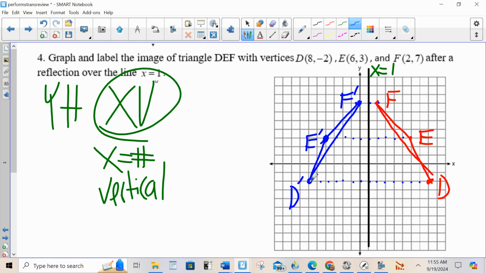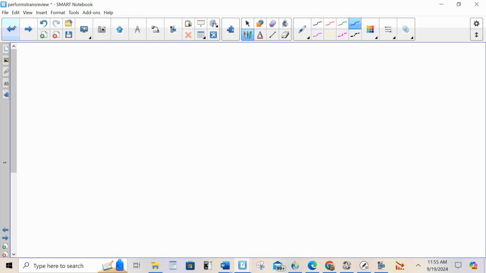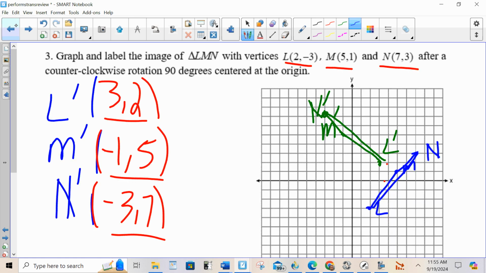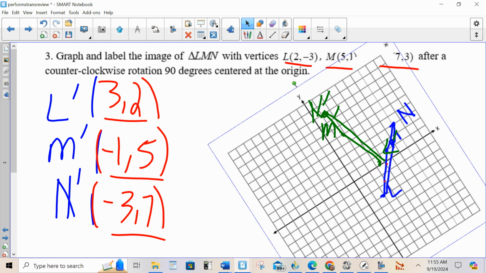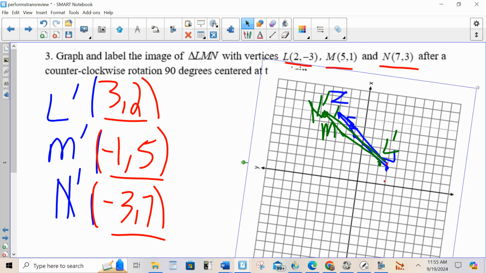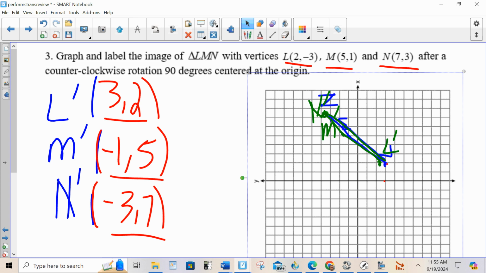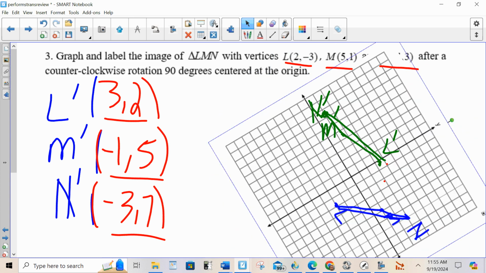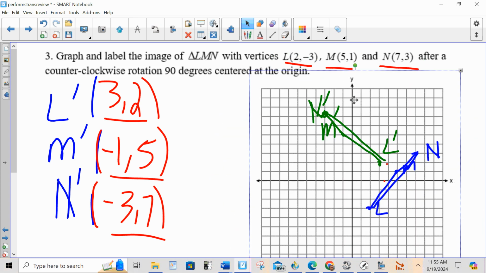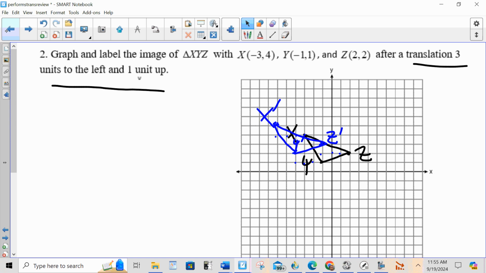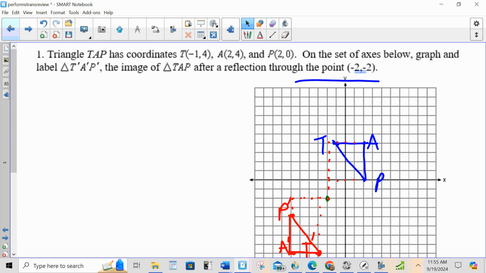I'm done. So a line reflection, I count to what I'm reflecting over in one direction. A rotation, I turn my paper. Counterclockwise, left is to the top; clockwise, top is to the right. Do whatever it says. Translation, I just count on the graph. And point reflection, I count in two directions to the point that I'm reflecting over, and then I do the same thing through the other side. Practice it, get it right, move on with your life. Goodbye.